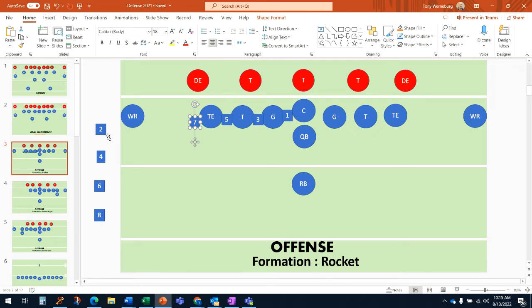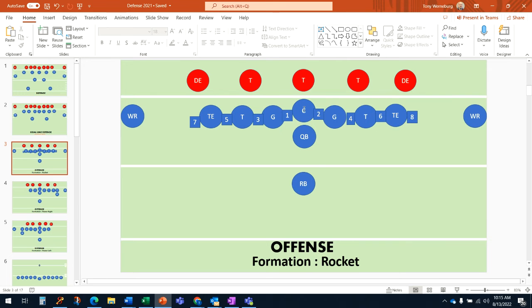Now, for the right-hand side of the ball, we have 2 between the guard and center, 4 between the guard and tackle, 6 between the tackle and tight end, and finally 8 on the outside of the tight end. Now, you might be asking yourself, what would this look like if we were to call this? And let's say we said 46. We're going to run rocket 46.